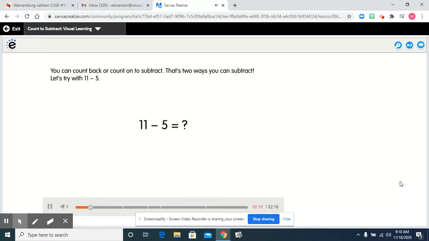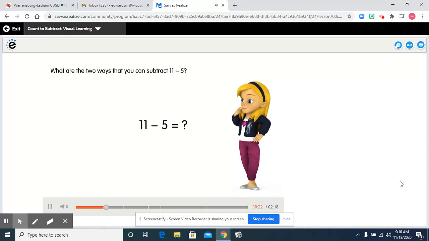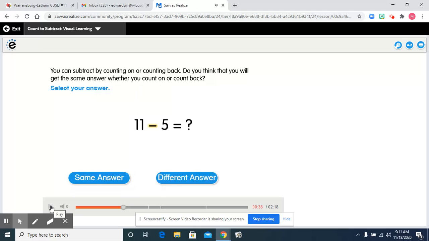You can count back or count on to subtract. That's two ways you can subtract. Let's try with 11 minus 5. What are the two ways that you can subtract 11 minus 5? You can subtract by counting on or counting back. Do you think that you will get the same answer whether you count on or count back? Select your answer.